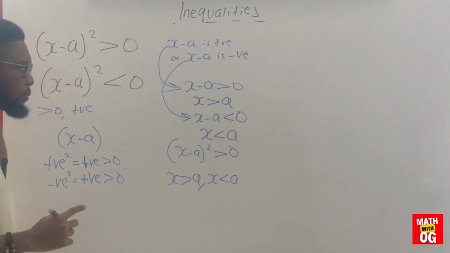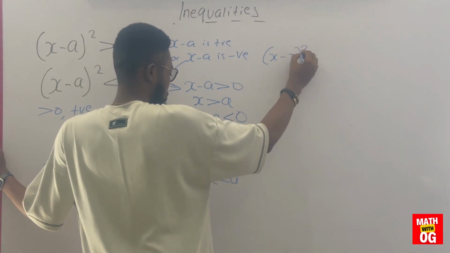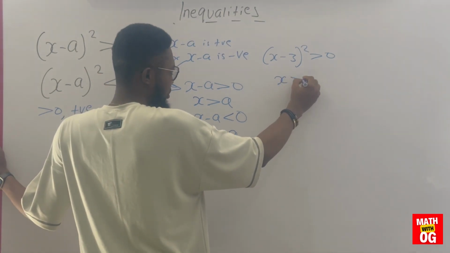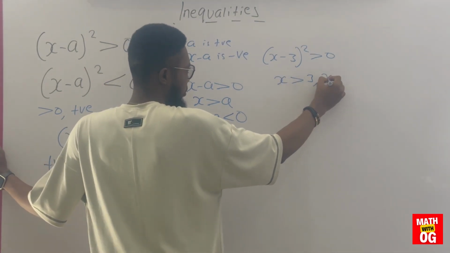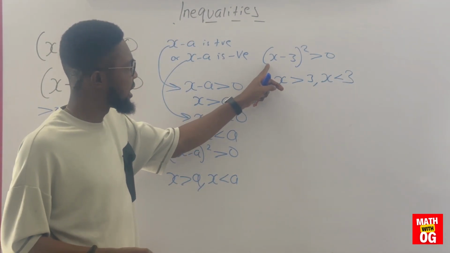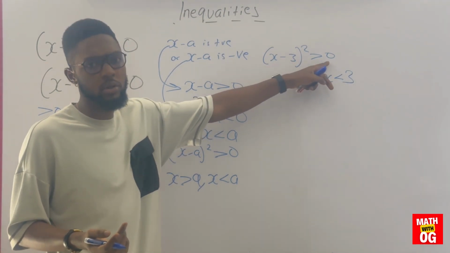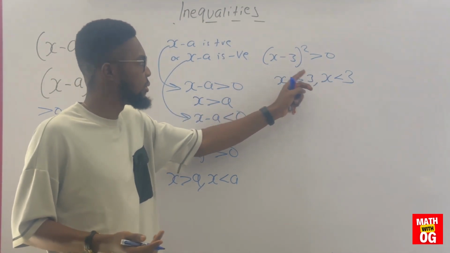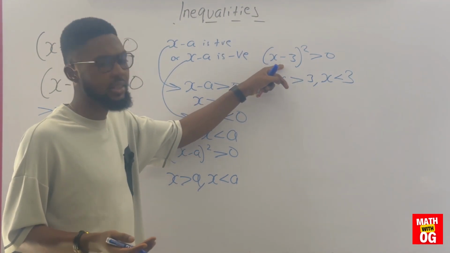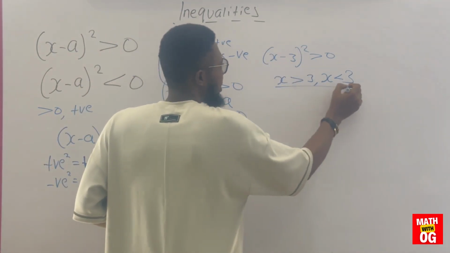Let's look at this example. Let's say you are given x minus 3 all squared to be greater than 0. We just agreed that x must be greater than 3 or x must be less than 3. Now let's check. If x is greater than 3, you have 4, 5, 6, 7, 8. If you put them here, when you square it, it will be greater than 0. Also, when x is less than 3, you have 2, 1, 0, minus 1 as the case may be. If you put them here, you will get a negative value, and also when you square it, your answer should be greater than 0. So that's the answer to this question.